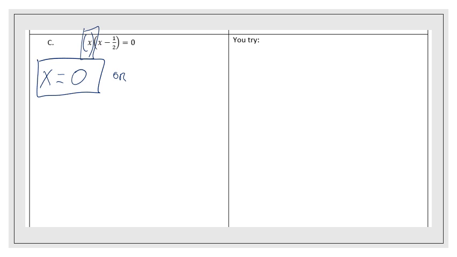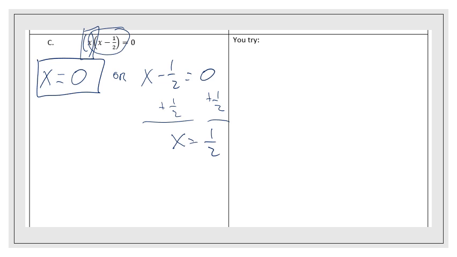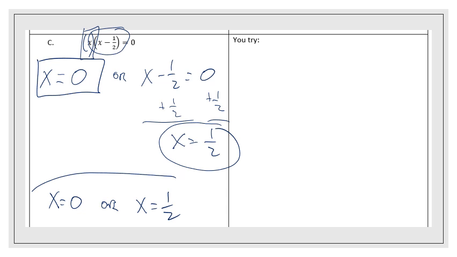The other solution is when the other factor of x minus 1 half, when does that equal 0? Well, if I add 1 half to both sides of the equal sign, then I get x equals 1 half, and that's my other solution. So x could be 0, or x could be 1 half. That's my answer.